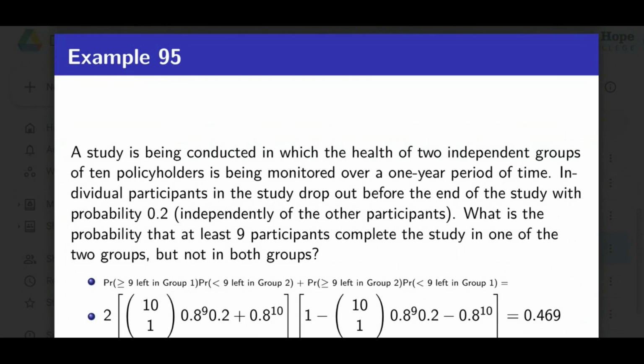Okay, this is 9 people stayed on, one left. There are 10 ways this can happen. There's only one way this can happen: everyone stayed on. And so that's it. And then why is there a 1 minus multiplied by it? Because this is the opposite of this event. This is 9 or more remain. This is less than 9 remain. Clearly, this is the complement of this. So you have 1 minus this. And then you multiply everything by 2 because this could happen in either case.